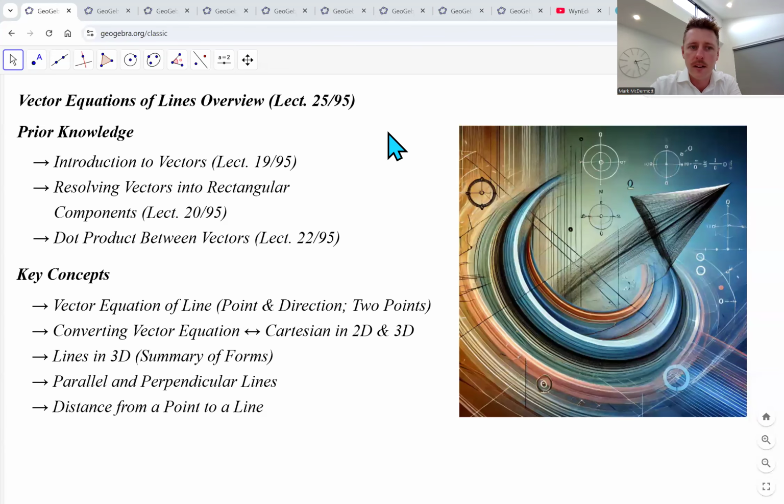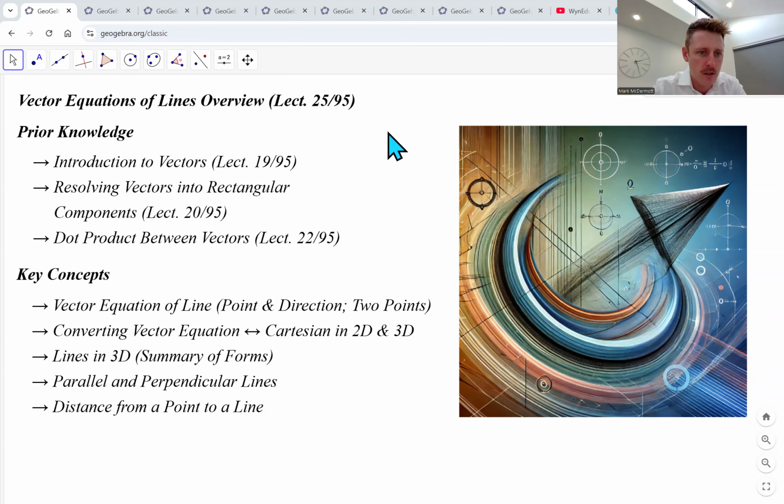All right, so I'm going to look at vector equations of lines. So this is lecture 25 of specialist maths. And we're really getting deep into defining lines using vector equations. So something to look forward to.